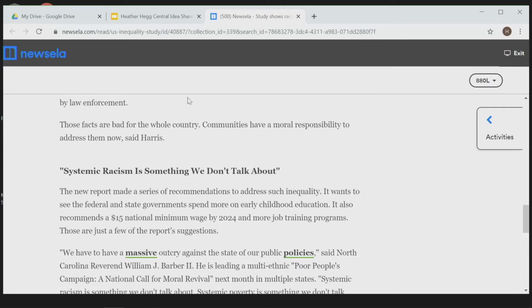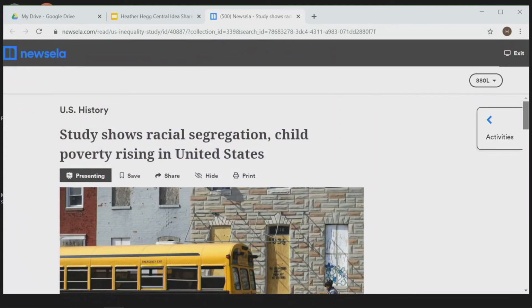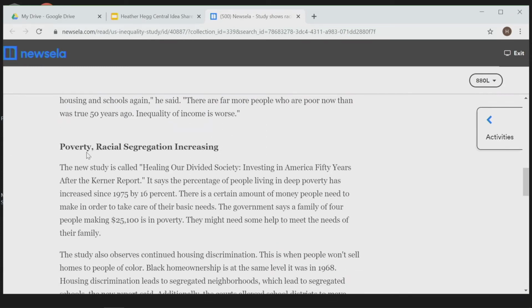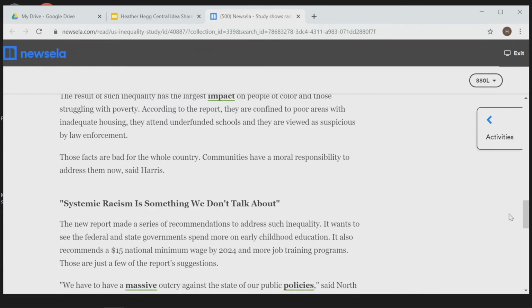The next heading, systemic racism is something we don't talk about. So I wonder, how does that connect with the title? If these things, racial segregation and poverty, are increasing, one of the reasons that they are increasing is because we, Americans, don't talk about it. So it's not a topic we often talk about. If we don't talk about it, I'm thinking we must not be doing much about it.